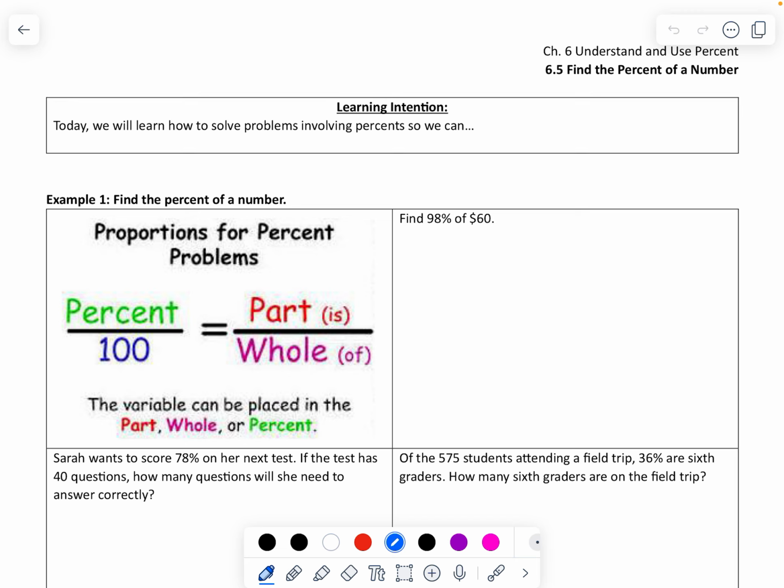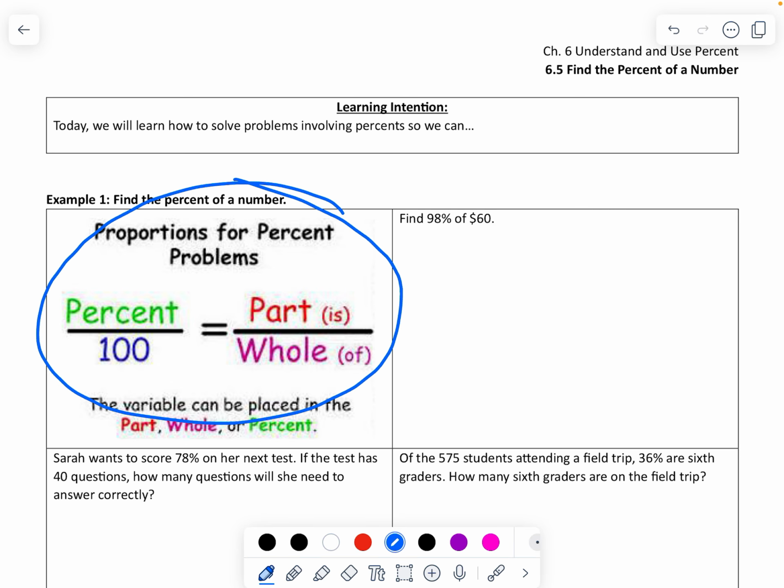So this is how you find how much tax is going to be, how much you should tip at a restaurant, how much something costs if it's 25% off. So we're going to be solving percent problems, and we're going to be using this proportion to solve it.